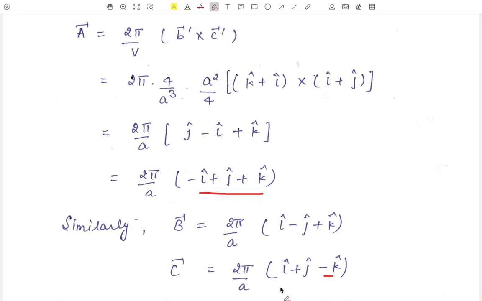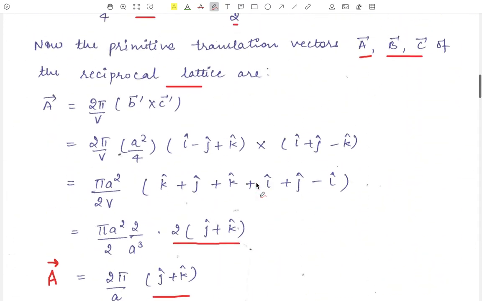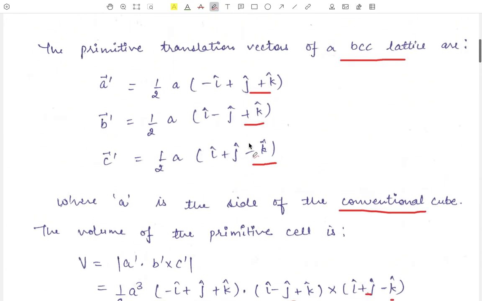These are just the same vectors that we assumed as primitive vectors in the BCC lattice. Here we have these vectors. These are the primitive translation vectors of the BCC lattice. The same vectors: minus i plus j plus k, A dash vector; B dash vector, i minus j plus k; and C dash vector, i plus j minus k. These are just the same vectors, only the constant is different.